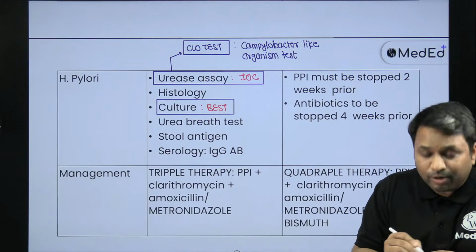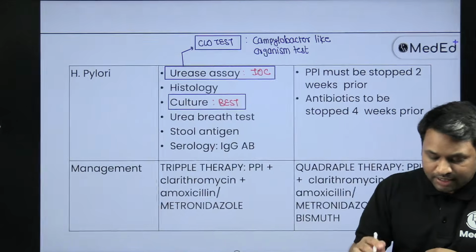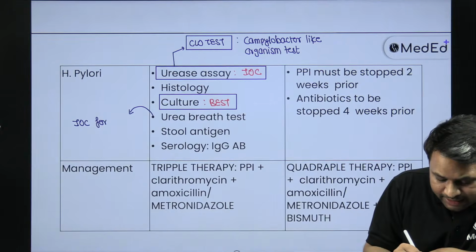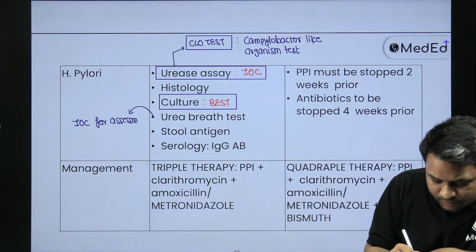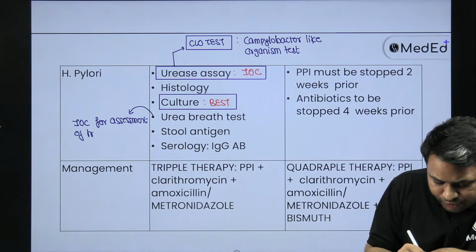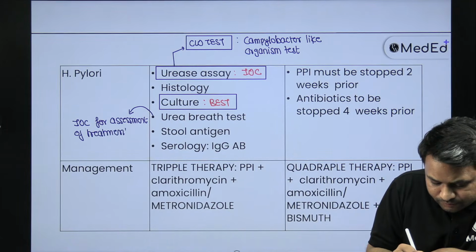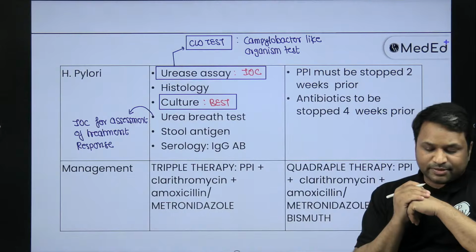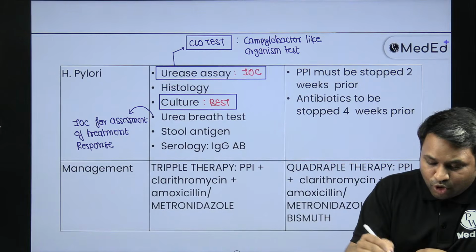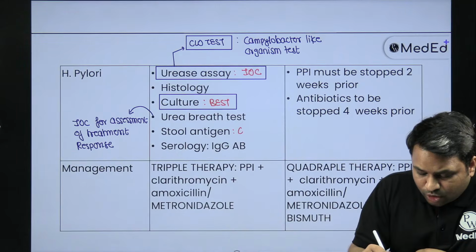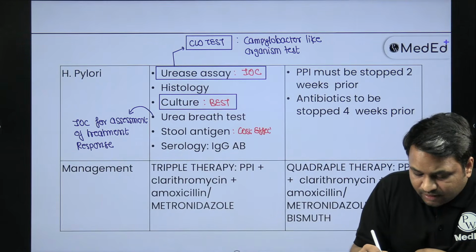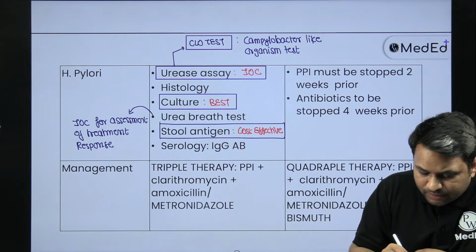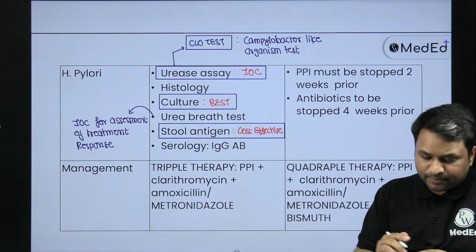Which investigation will tell you about the response to treatment, whether it is working or not? The answer is the breath urease test. It is the investigation of choice for assessment of treatment response. Which is the most cost effective? Remember, the most cost effective test is the stool antigen test.